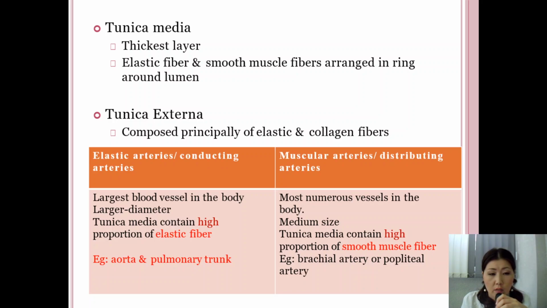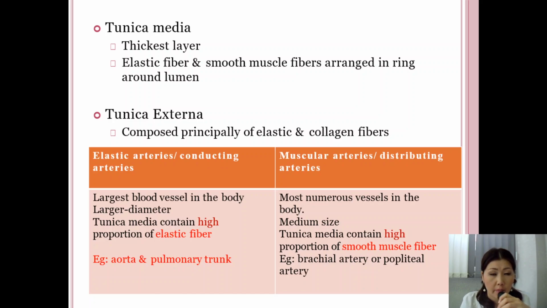Elastic arteries, also called conducting arteries, largest blood vessel in the body, larger in diameter, and tunica media contain high proportion of elastic fiber. This is difference between elastic arteries and muscular arteries. You should pay attention for this, and please remember that tunica media contain high proportion of elastic fiber. Example, aorta and pulmonary trunk. It prevents the rupturing of blood vessels when blood pressure is high.